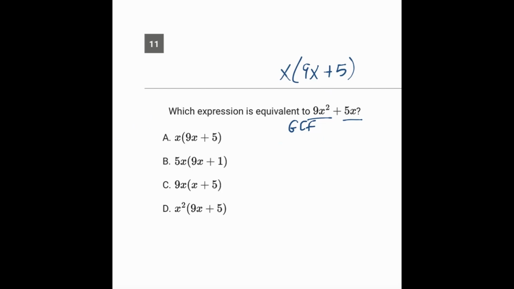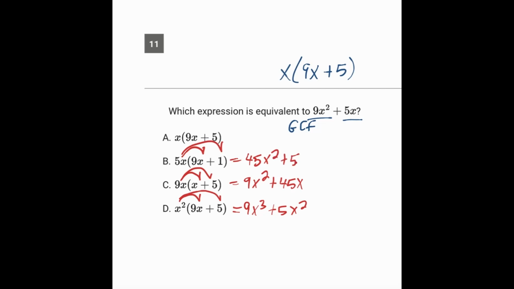But another way to do this is to just go ahead and distribute the answer choices. So x squared times 9x, x squared times 5, that would be 9x to the third plus 5x squared. 9x times x, 9x times 5, that would be 9x squared plus 45x. 5x times 9x, 5x times 1, that would be 45x squared plus 5x. And last but not least, x times 9x and x times 5, that's 9x squared plus 5x. So by two different methods, we found out that the answer is A.